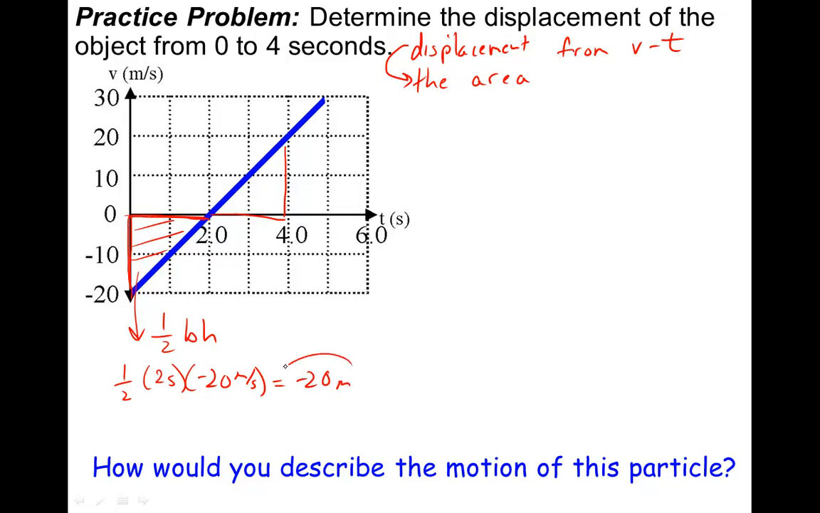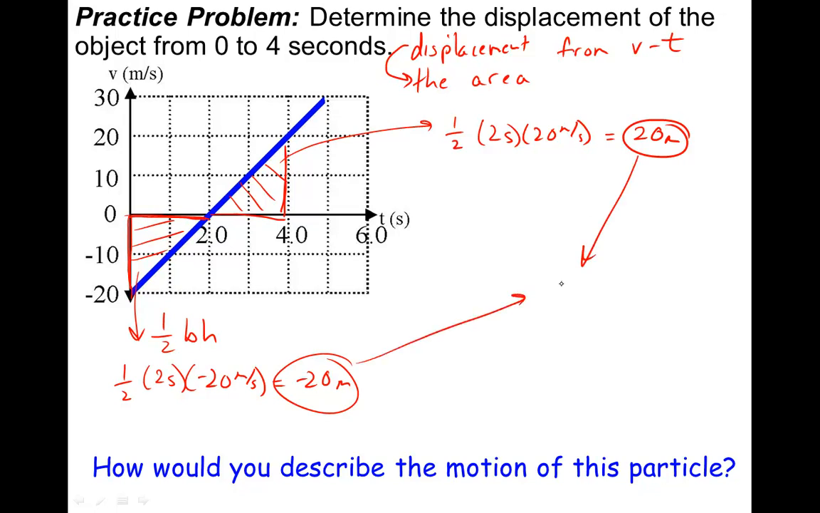That's the displacement for the first part. Then for the second part, this part here, I once again use 1/2 base times height. So 1/2 the base is 2 seconds. The height is 20 meters per second. From there to there is 20 meters per second. So I get a displacement for that area of 20 meters. So if I take these two displacements and add them up, 20 and negative 20, I get 0 meters.